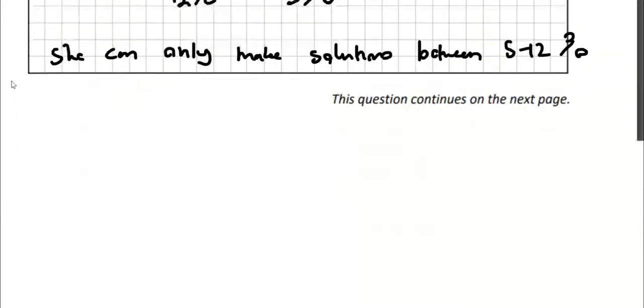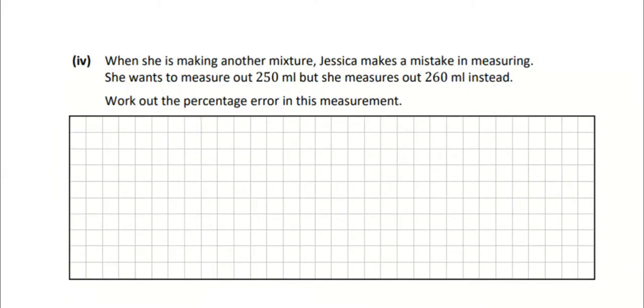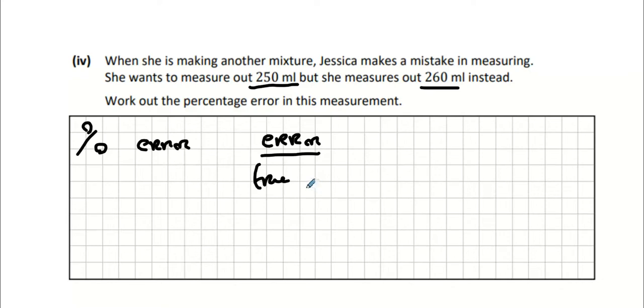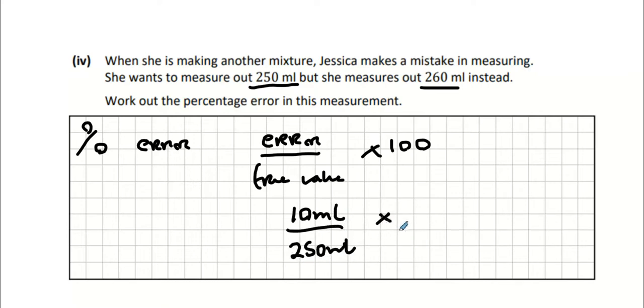Okay, happy days. Now to the actual algebra. Oh, never mind. When she's making another mixture, Jessica makes a mistake in measuring. She wants to measure 250 milliliters, but she makes 260 milliliters instead. Work out the percentage error in this measurement. Well, percentage error is error divided by true value, multiplied by 100. So your error is 10 milliliters. Your true value is 250 milliliters. You multiply that by 100. That will get you a 4% error.